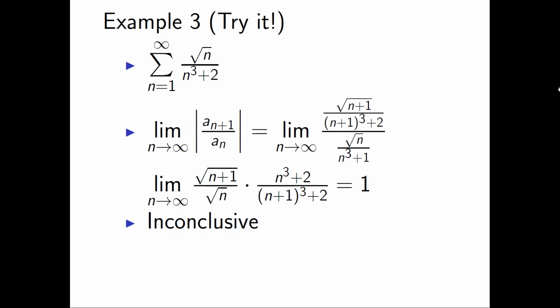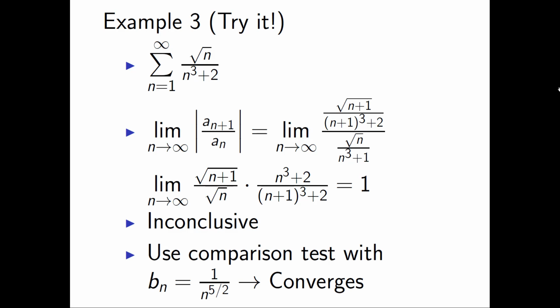So even though the ratio test didn't actually tell us anything here, we can use another test. We've previously seen the comparison test. And if you take the comparison test and compare this with 1 over n to the 5 over 2, so n to the power 5 halves, you will find that in fact this series converges. However, we didn't find it with the ratio test.